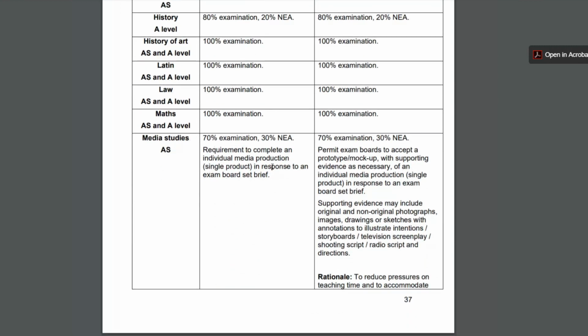Maths, AS and A level, stays the same with 100% examination. No change to that, no change to content. Maths is exactly the same.